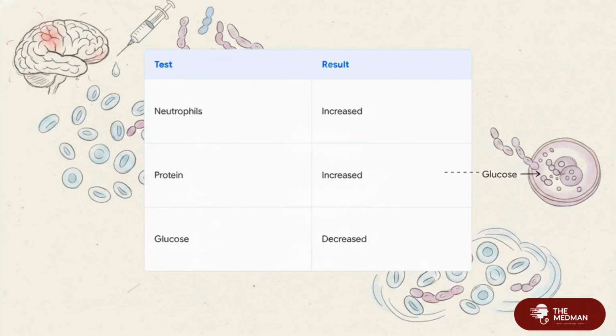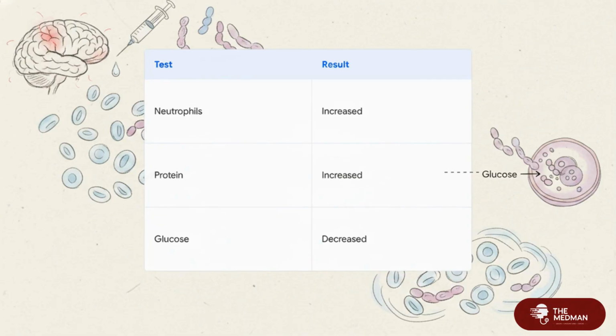Let's zoom in on that first M for a second. Meningitis. If a patient comes in with a fever, stiff neck, headache, and maybe they're a bit confused, you're going to do a lumbar puncture to check their cerebral fluid. And when you analyze that CSF, you're looking for a few specific diagnostic pearls.